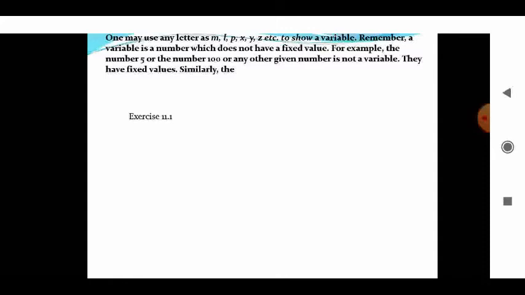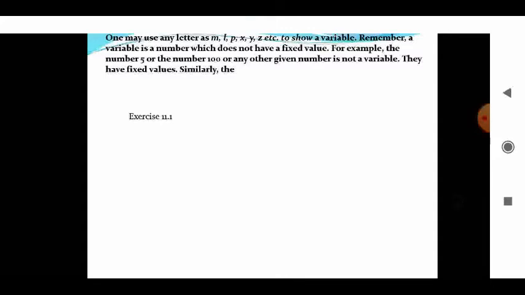Remember, a variable is a number which does not have a fixed value. It is a number. It can take a number, but it is not a fixed number. It can take different numbers. For example, the number 5 or number 100, I already told, number 500 do not change. The given number is not a variable. That is 500. You cannot call numbers variables. Only the alphabet which can take different values, that only you call a variable.